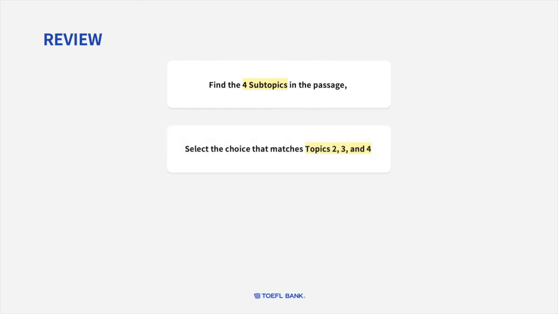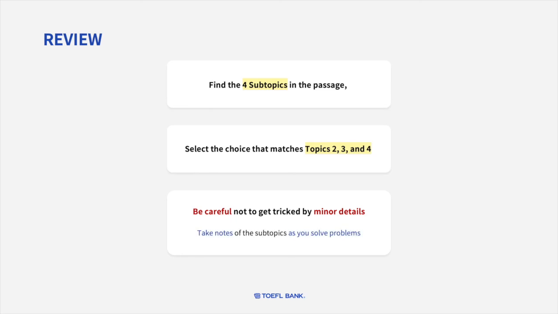As such, find the 4 subtopics in the passage, and then select the choice that best matches subtopics 2, 3, and 4. Be careful not to get tricked by minor details, and take notes of the subtopics as you solve problems from 1 to 9.